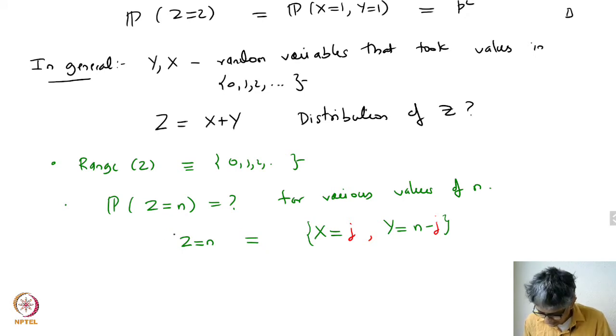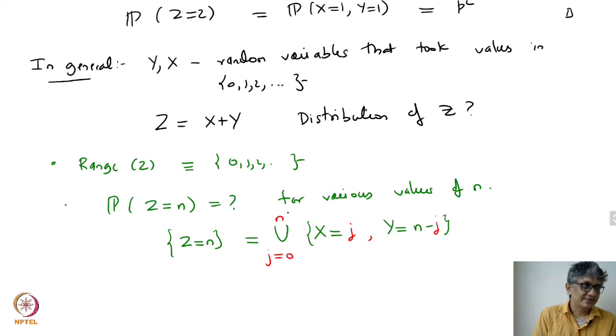So I have z equal to n is the same as this, and that's just the union of j equal to 0 to n. So that's exactly the way in which z can achieve the value n, when x is j and y is n minus j. And note that n minus j is always non-negative and j is non-negative, so they are well-defined events. And these are the only ways in which z can be equal to n.